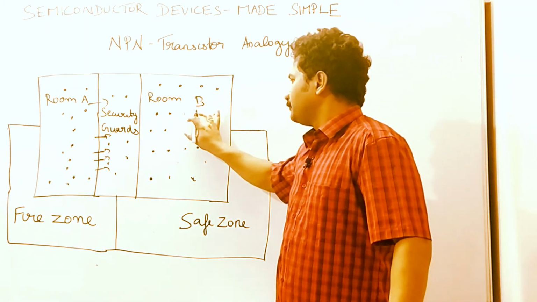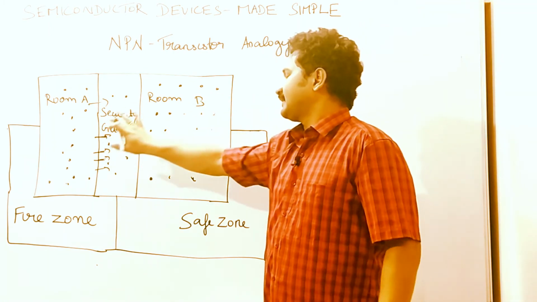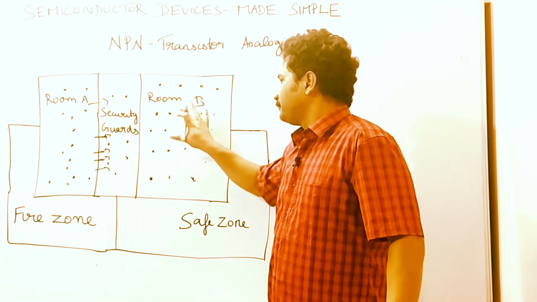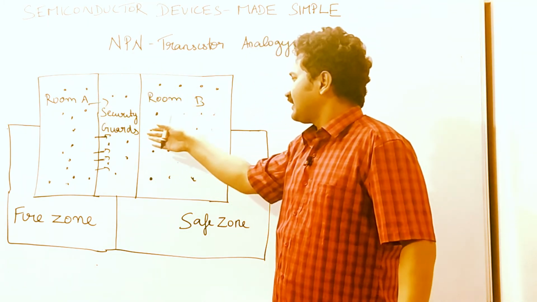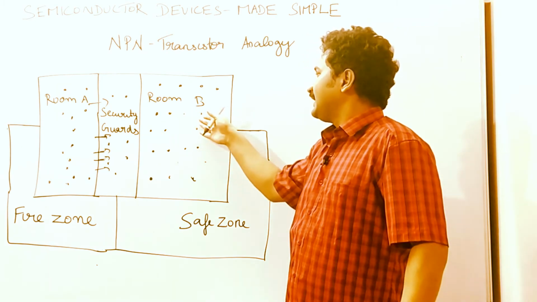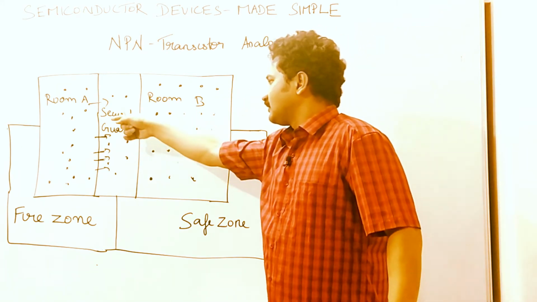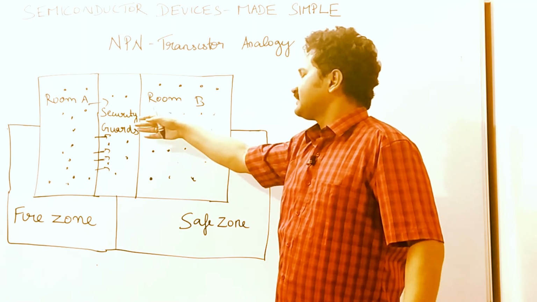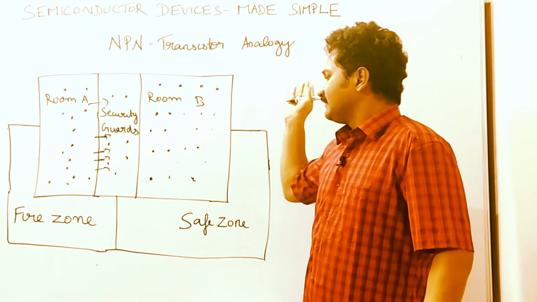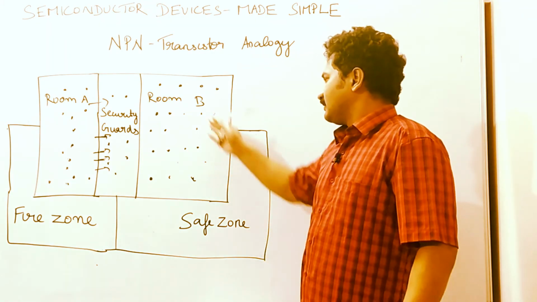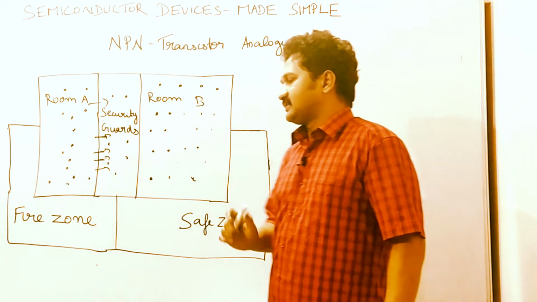If you see room B in this diagrammatic representation, room B is more spacious when compared to room A. So people were comfortably accumulated in room B. They themselves overpowered the security guards and placed themselves safely in room B. As you can see, this is the safe zone in which the people came and settled.